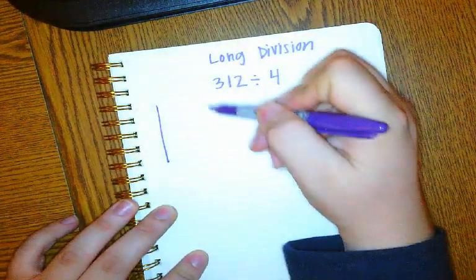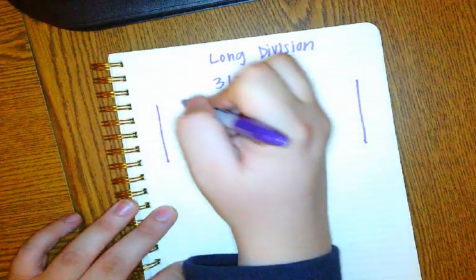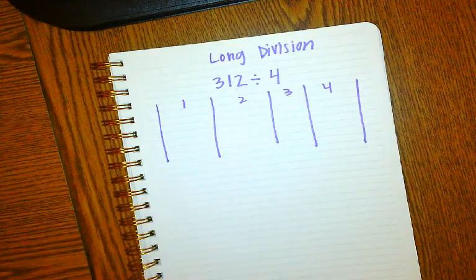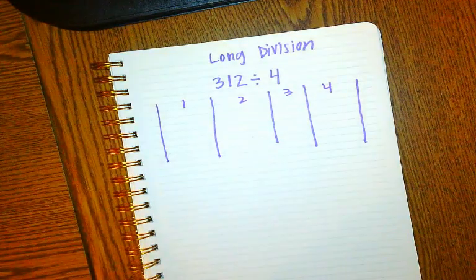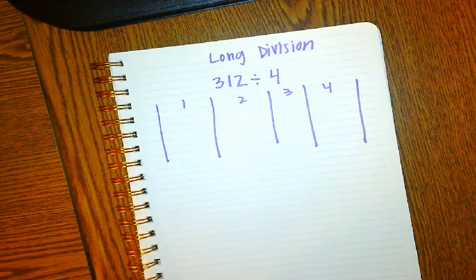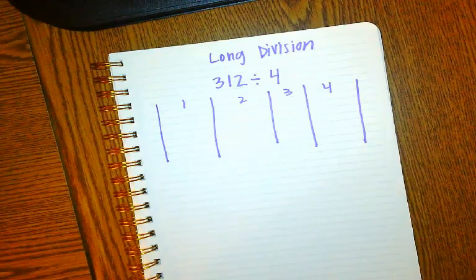So we're going to divide our paper into 4 groups. You can number them 1, 2, 3, 4 if that helps you. Okay, so go ahead and make 4 groups on your paper. A little bit bigger, or is this good? As long as you'll be able to write numbers and add inside of it, then it's good. If you need to make it bigger, then make it bigger.